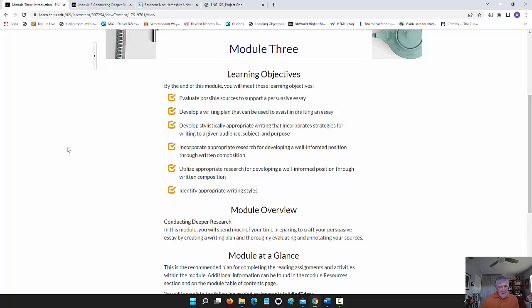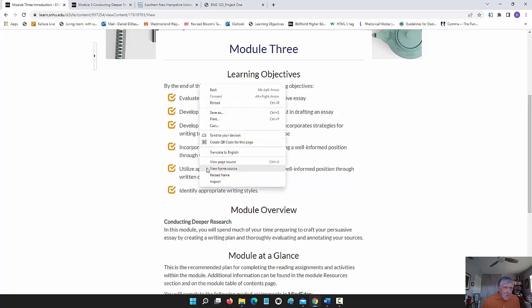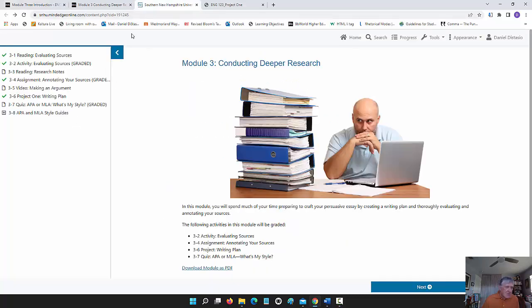We want to look at some stylistic approaches. We're going to incorporate appropriate research. So in choosing the sources, you want to be sure that you choose reliable sources that are relevant. And then we will continue to utilize those sources by learning how to integrate them into our essays. So with that in mind, we're going to go into the learning module.